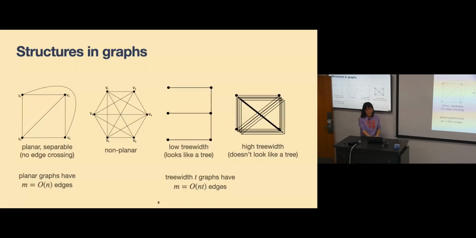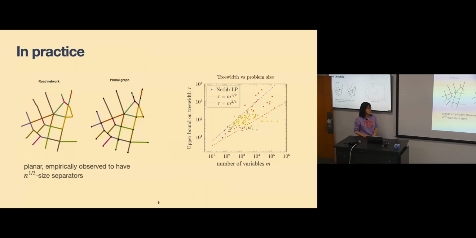So what about in practice? Do these structures actually show up? It turns out they do. Road networks, we all know they're planar, because whenever two roads intersect, unless you've got a bridge, they have to cross, and when they cross, that's a vertex. Empirically, people have shown that they have good separators. This is actually a bit stronger than planar, but we can think of road networks as planar.